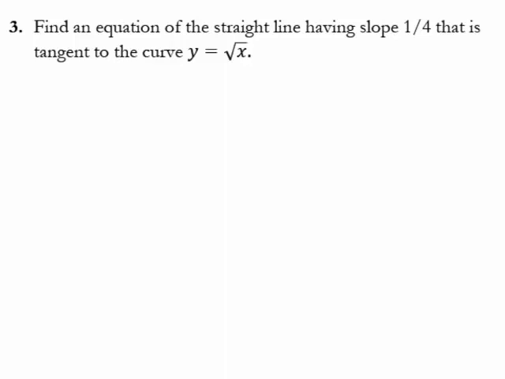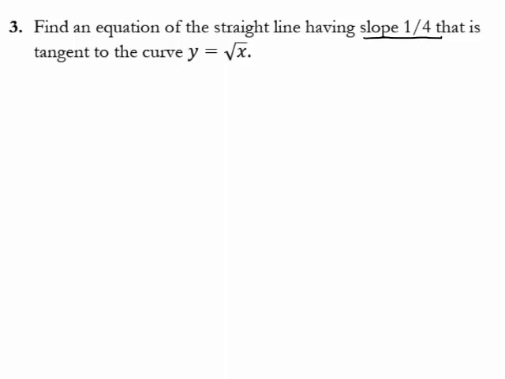This question is asking us to find an equation of a line, but the slope is given. Previously we've been finding the slope on our own, but in this case we know the slope that we want. It's just a matter of finding out where that happens.